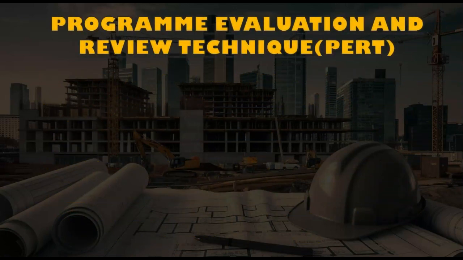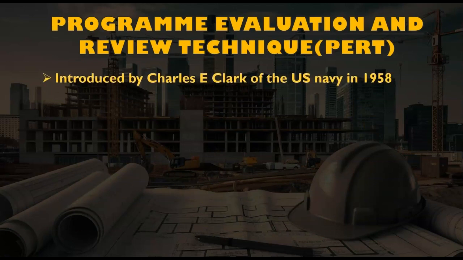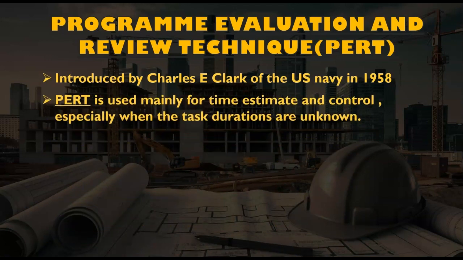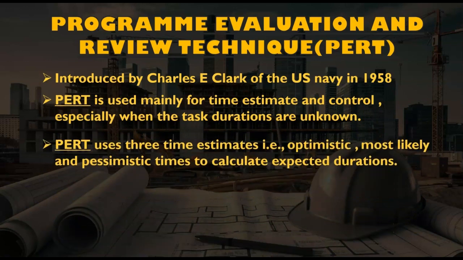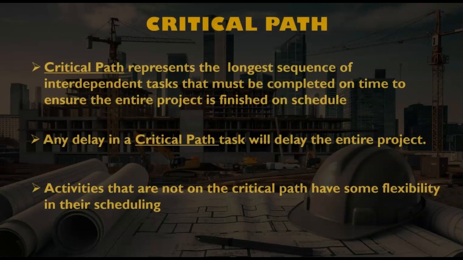The program evaluation and review technique, that is PERT, was introduced by Charles E. Clark of the US Navy in 1958. PERT is used mainly for time estimate and control, especially when the task durations are unknown. PERT uses three time estimates, that is optimistic, most likely, and pessimistic time, to calculate expected durations. The goal of PERT is to minimize project duration uncertainty and identify potential delays.